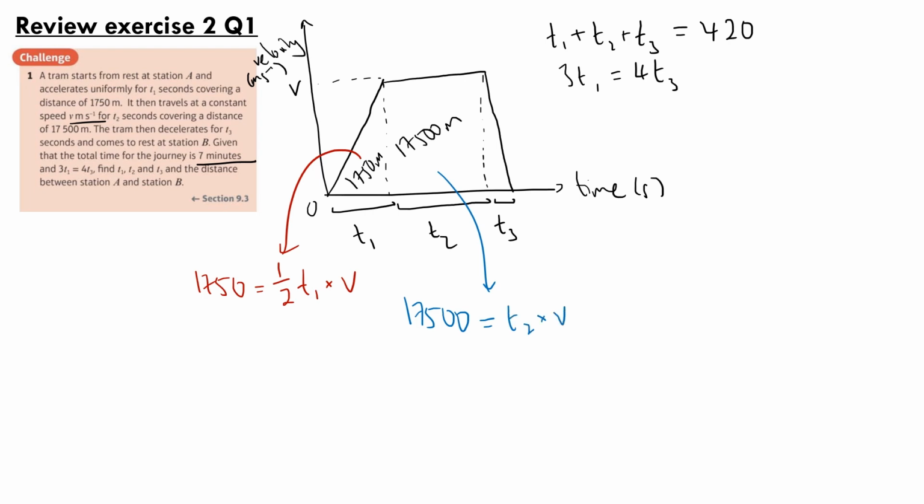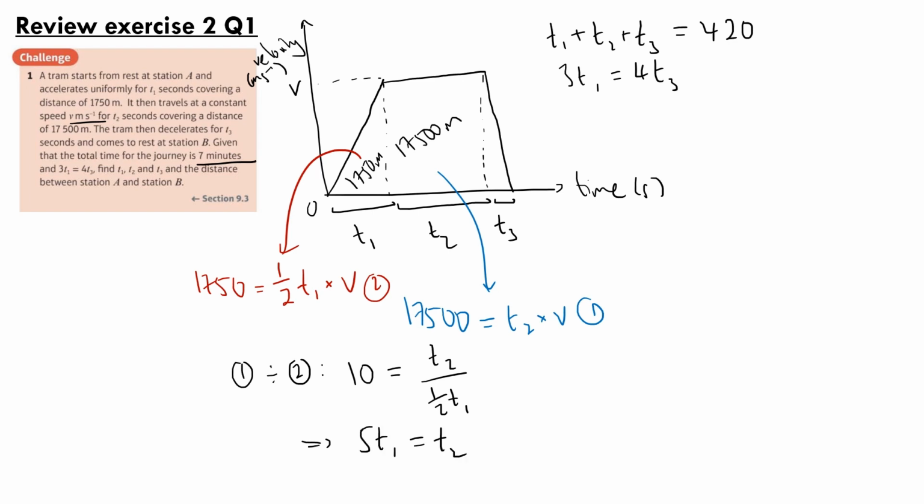And if we call this equation 1 and our red equation equation 2, doing equation 1 divided by equation 2, on the left hand side we will get 17,500 divided by 1,750, so that's just 10. And on the right hand side we'll have t2v divided by a half t1v, and so the v's will cancel and we're left with t2 over half t1. Multiplying both sides by half t1, we get 5t1 is equal to t2, and that is the third equation we need.